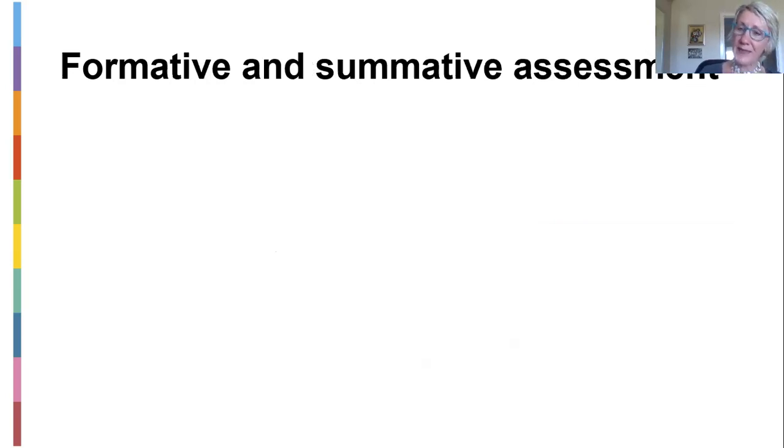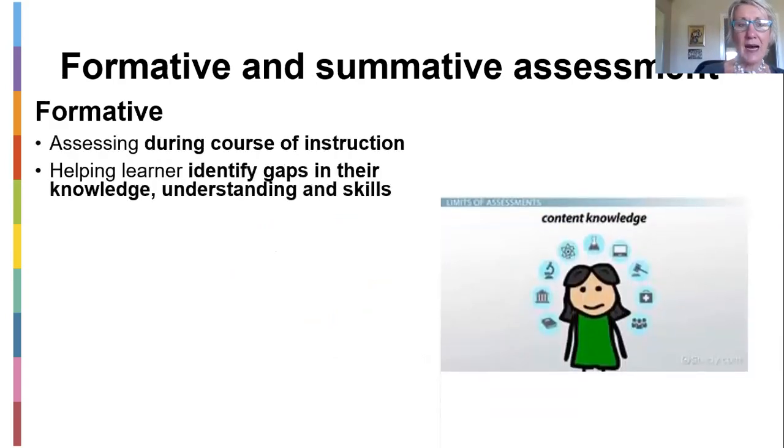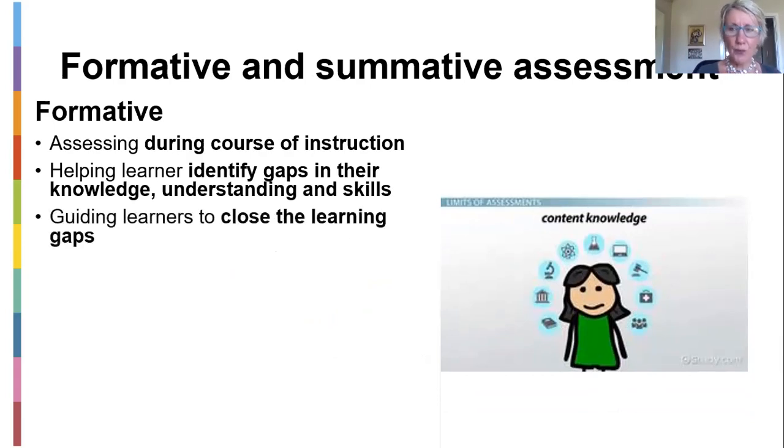Right, so the formative and the summative assessments are quite different. Formative is your developmental assessment. These occur during the course of instruction. It's for teachers to find gaps in what students know or don't know, their understanding and their skills, their whole content knowledge. What do they know and what don't they know? Because why do we do this? Because we want to close those learning gaps.